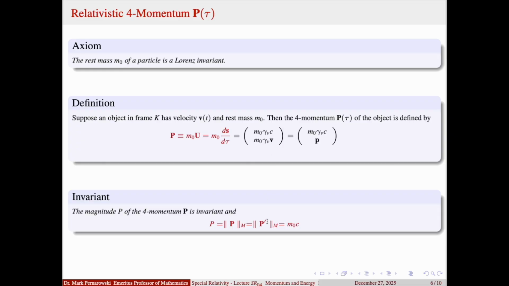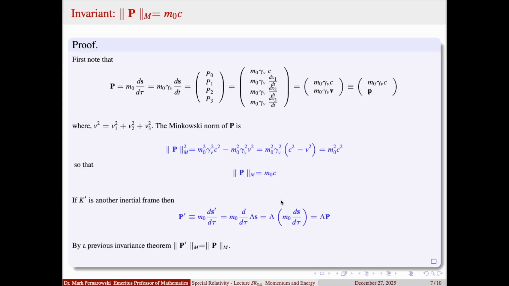For this definition, you can prove that the magnitude of the momentum in frame K is the magnitude of the momentum in K prime. And by that I mean the Minkowski norm and Minkowski norm. And when you do that calculation in either frame, it turns out to be m naught times c. So everywhere the magnitude of the four momentum is a constant in any reference frame. Let's see this proof.